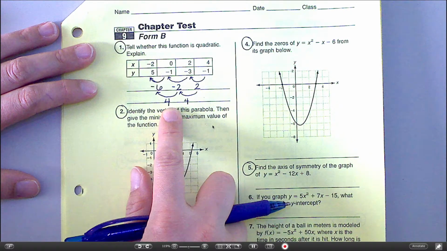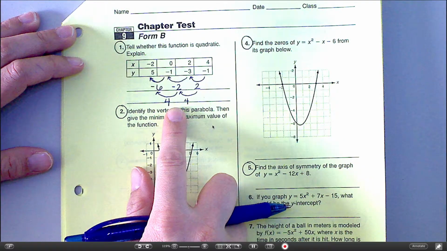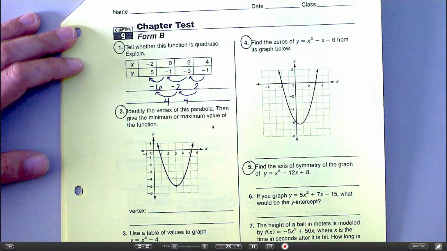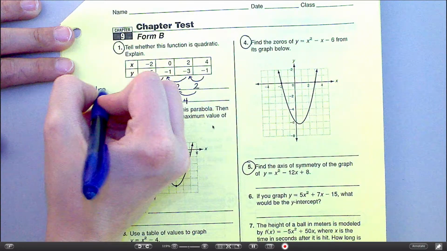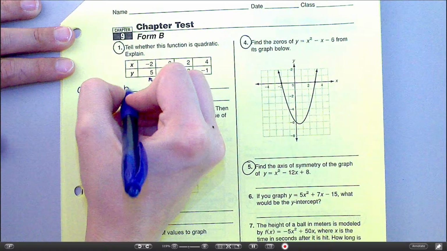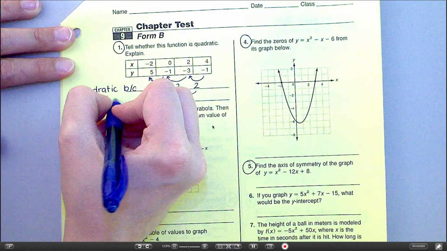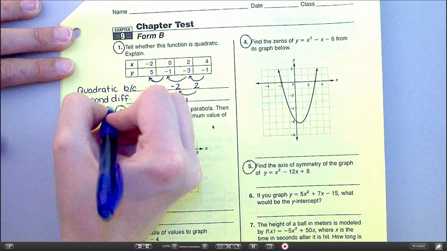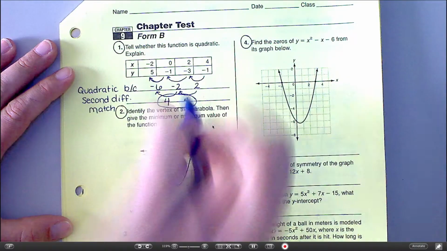We are indeed. What do we think about this one? It's quadratic. Why? Because the second differences are the same. Okay, the second differences match. I kind of took up all of my writing space here, but I would say this is quadratic because second differences match. Good.